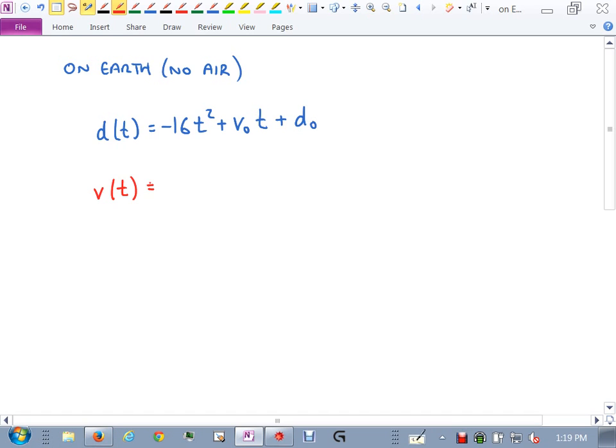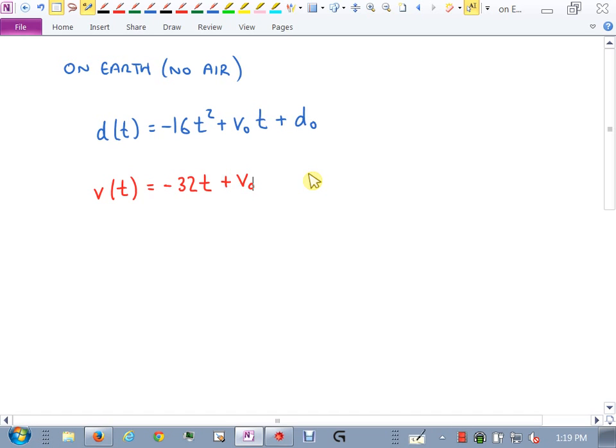Now, the variable here is what? T, because it's d of t. What's v naught? It's a constant. I don't know what it is, and d naught is something I don't know either, so I'll just treat them as constants. Of course, negative 16 is a constant. So the derivative of this is negative 32 t plus v naught times the derivative of t. Derivative of t is 1. And then derivative of d naught is 0, because d naught by itself is a constant. So derivative of a constant is 0.